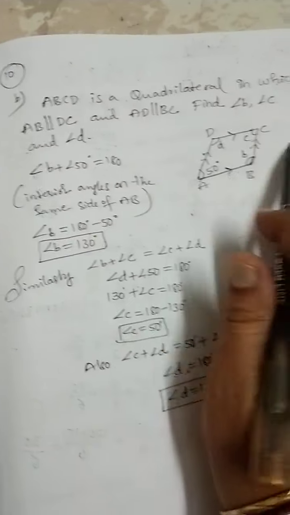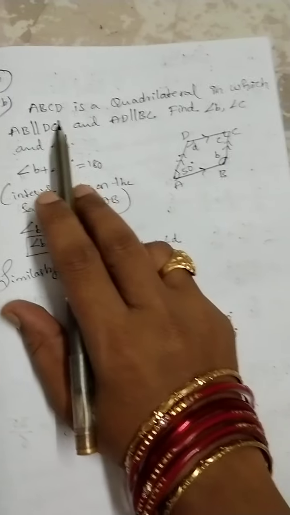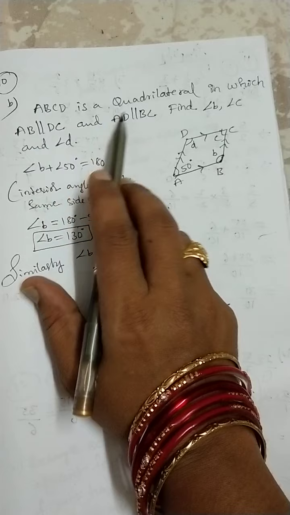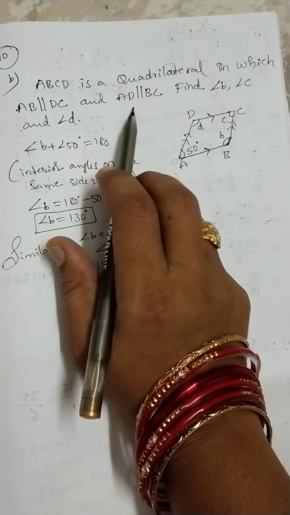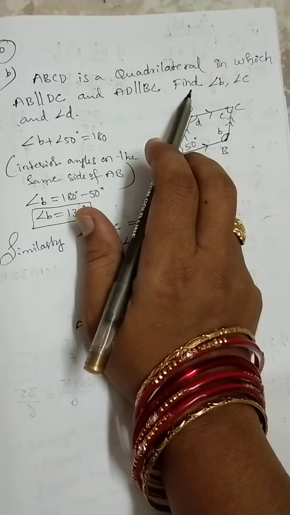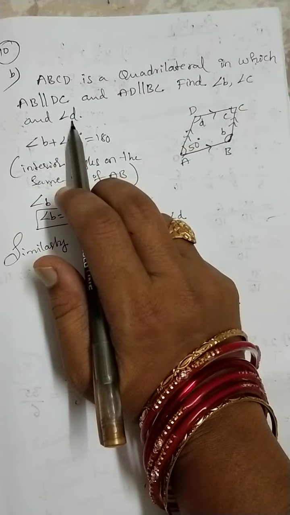Now alternative question B is also there. Here I wrote the question here only, because it takes time to use another mobile. ABCD is a quadrilateral in which AB is parallel to DC and AD is parallel to BC. Find angle B, angle C and angle D.